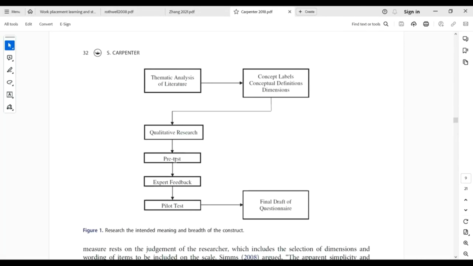That will lead us to pre-test. So you want to pre-test the measurement scales that you may have developed from the qualitative research, and that will lead to seeking expert feedback. You want to meet some experts to ask certain questions. Can you look at this? And give them time to give you their feedback. That can help to further improve the measurement scale, and then you now go for pilot test.